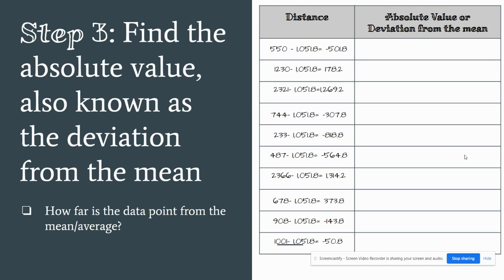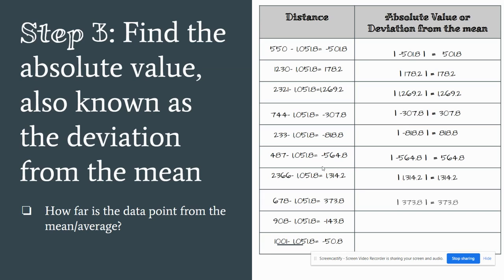Now that we've reviewed absolute value, let's find the absolute value of our distances. You will notice if the number is positive, it stays the same. If it's negative, then all you do is drop the negative and write the whole number without the negative sign.